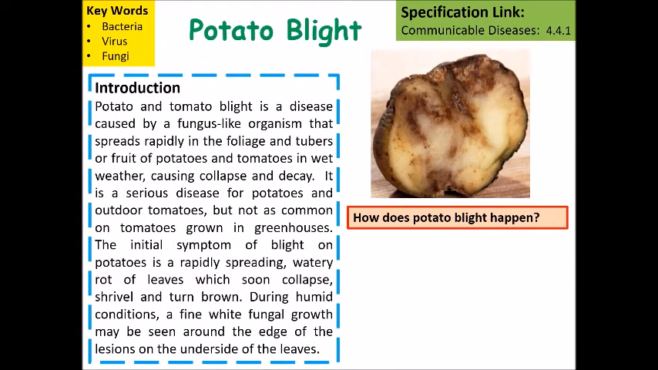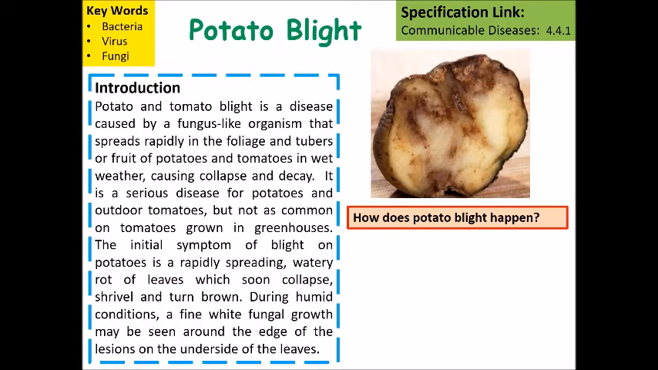The next pathogen that we want to look at is potato blight. Potato blight, which also causes tomato blight, is a disease caused by a fungus-like organism that spreads rapidly in the foliage of tubers or fruits of potatoes and tomatoes in wet conditions, causing them to decay and collapse. It's a very, very serious disease, and potatoes, the entire crop, can be lost very, very quickly. The initial symptoms of blight are the potatoes having a watery consistency, a rot of the leaves above the ground, and the potatoes themselves underground will turn brown and shrivel up.